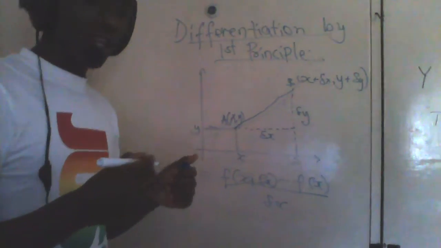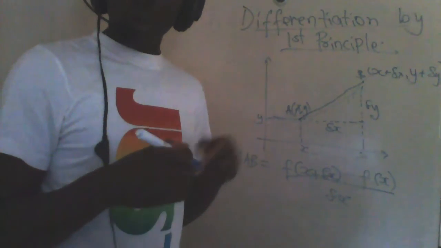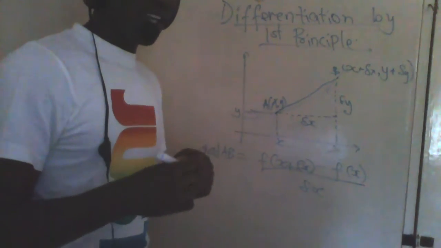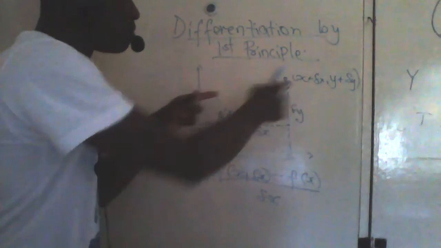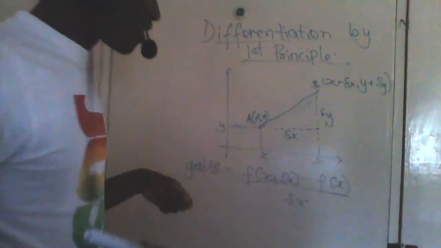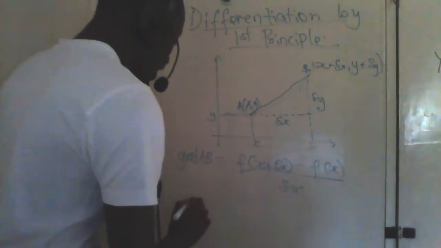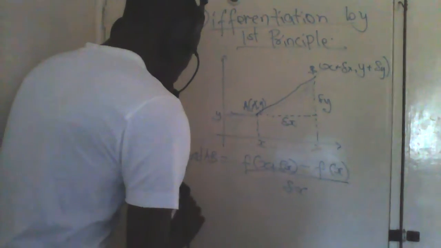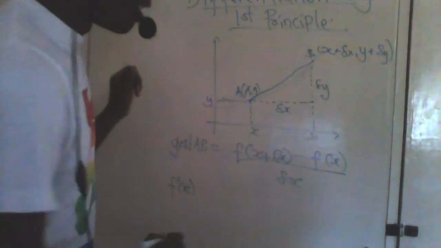Now, after getting that gradient, we want to see how we will get the gradient function of the curve. We know that AB is just a line. We want to get the gradient function of the curve. So we get that gradient function by getting the limit as a small change in x, delta x. Let's call the function of that line f of x.